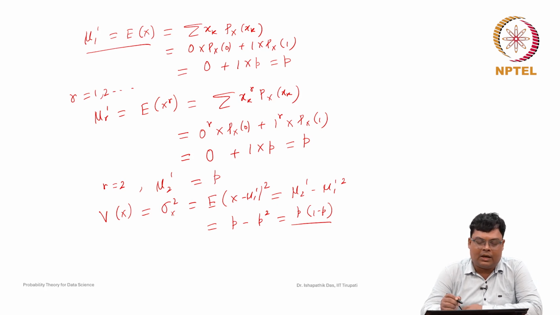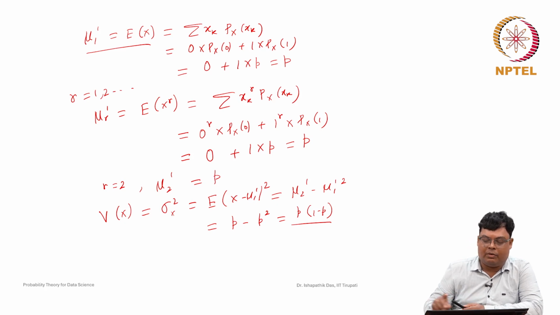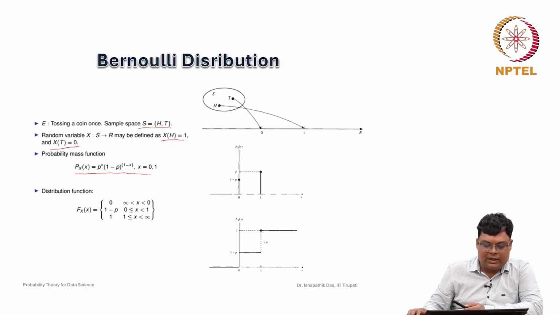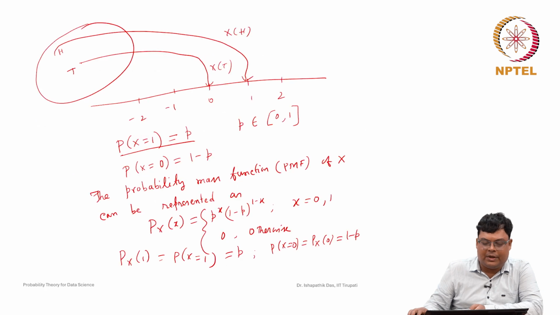So, here we just discussed the Bernoulli random variable. It is very simple to find the mean and variance, and not only that, the rth order moment also you can compute. This is one of the important distributions we discussed here. We have discussed its probability mass function, how it looks, and also its cumulative distribution function.